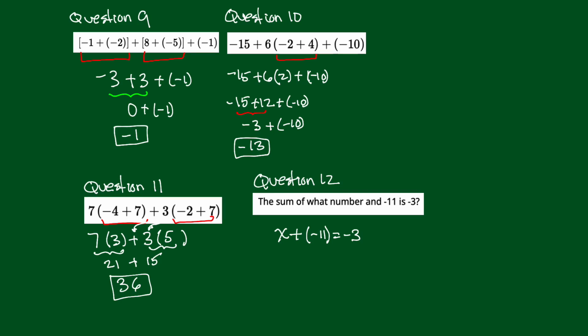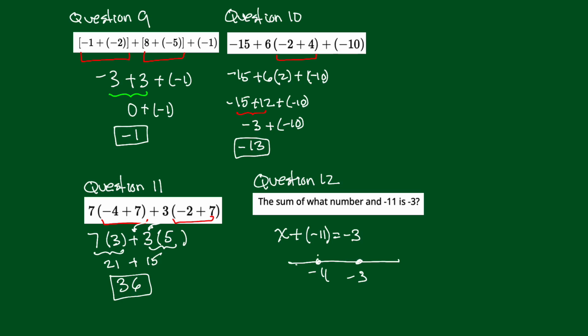Right, so we haven't really done any equation solving yet, so we're just supposed to guess at this by our knowledge of arithmetic. What would you add to negative 11 to get negative 3? You might think of it this way. What if we had a number line? Here's negative 11, and here's negative 3. And if I start here, what do I have to do to get up to here?